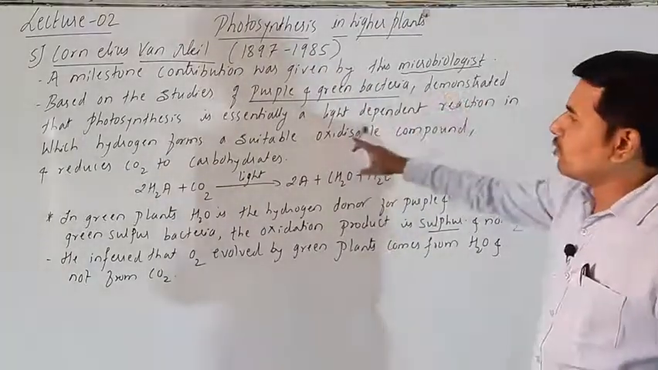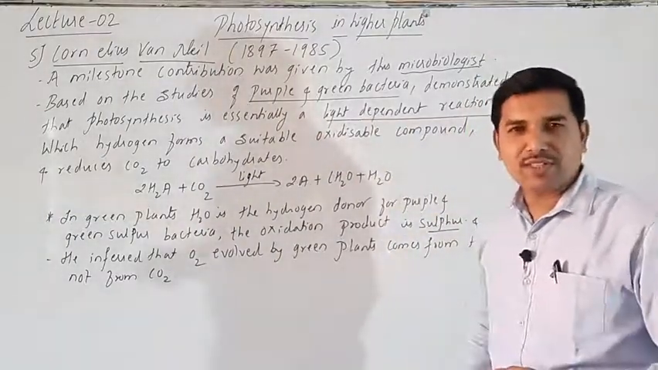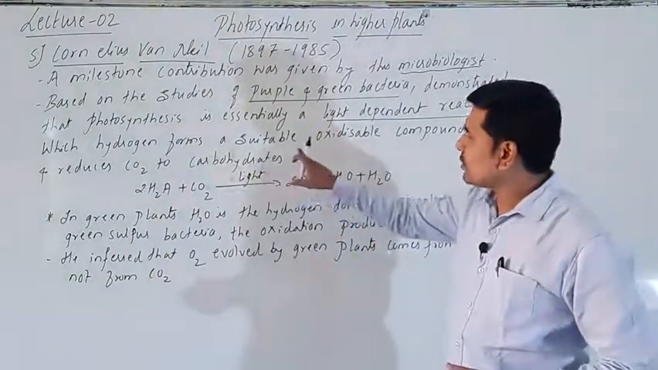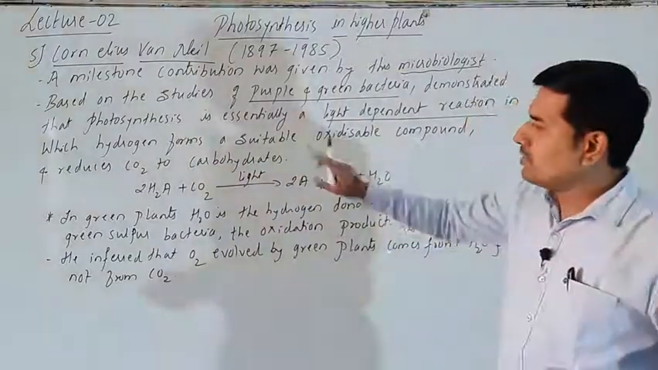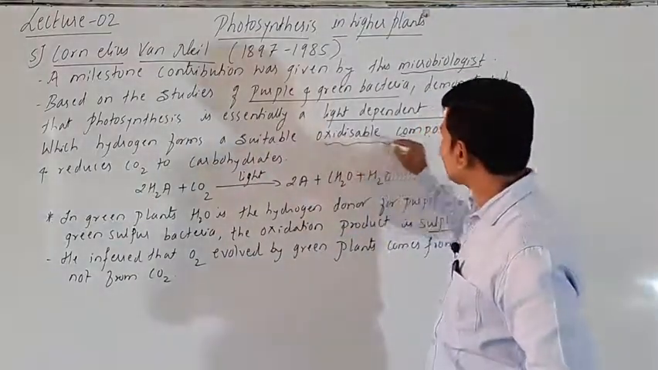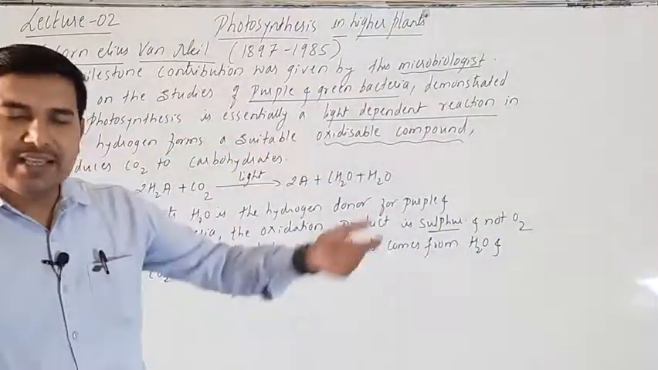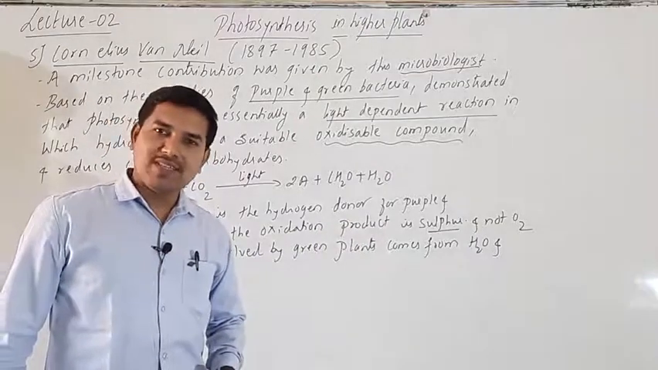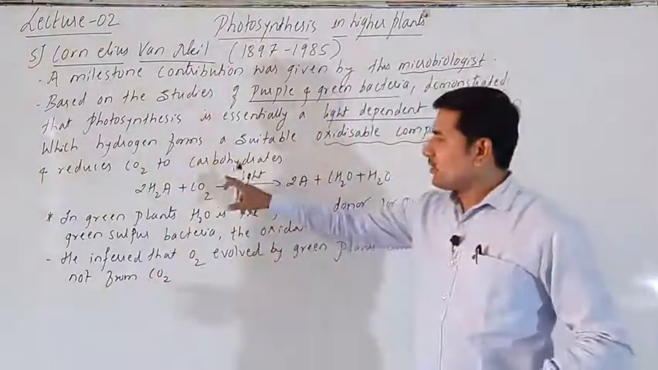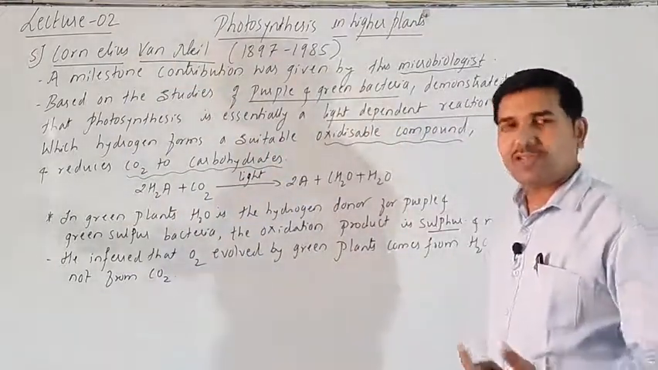He demonstrated that photosynthesis is essentially a light dependent reaction, because for the process of photosynthesis light is very much essential and required. In it, hydrogen forms a suitable oxidizable compound and reduces carbon dioxide to carbohydrates. That means the hydrogen is removed from the compound, and finally H2O gets converted into oxygen. When hydrogen is removed, this is called oxidation. Then later on the carbon dioxide is converted into carbohydrates, representing the glucose finally stored in the form of starch in the plants.